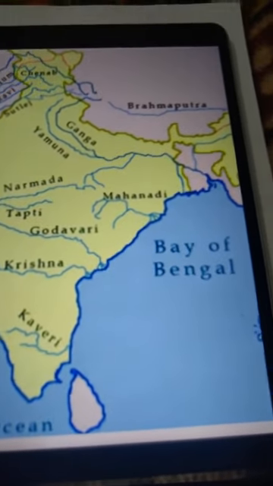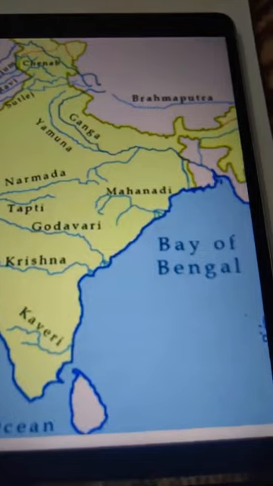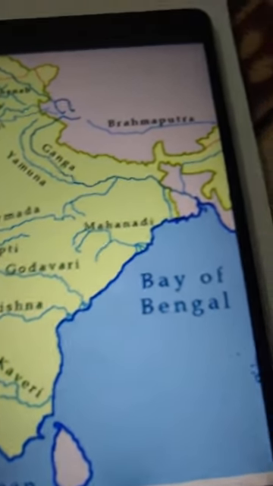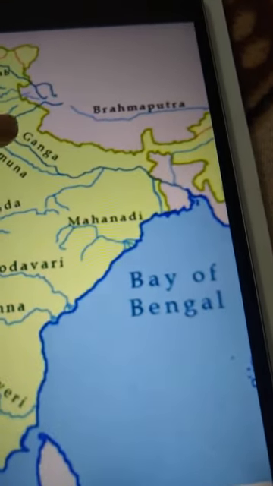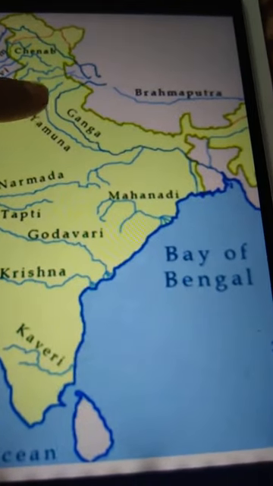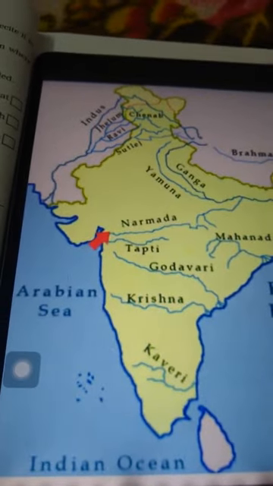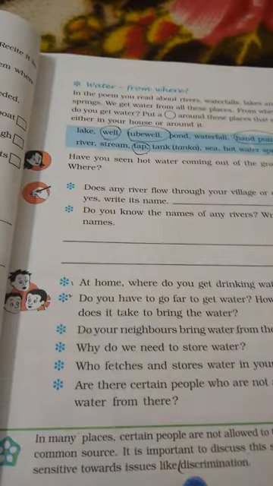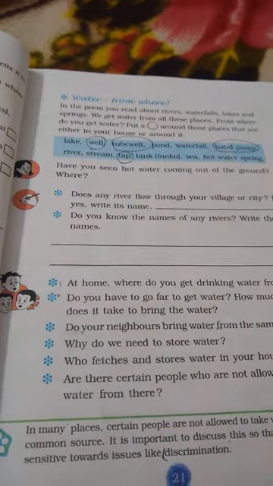Now, the longest river in India is the Ganga river. This one. And the longest river in the world is the Nile. It is also called the lifeline of Egypt.